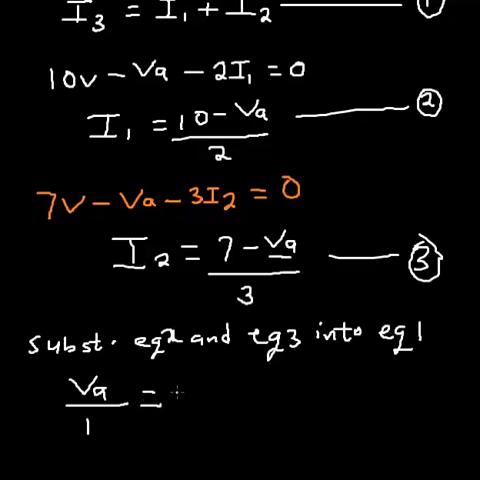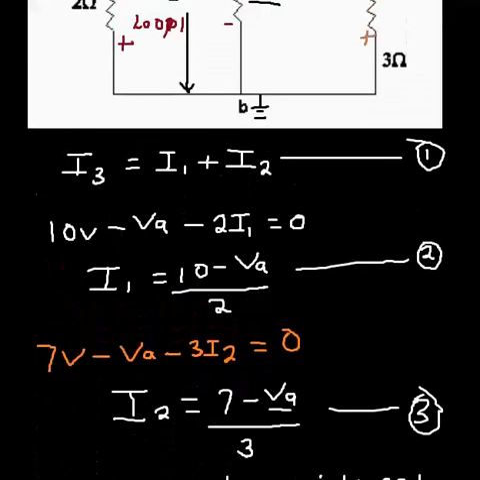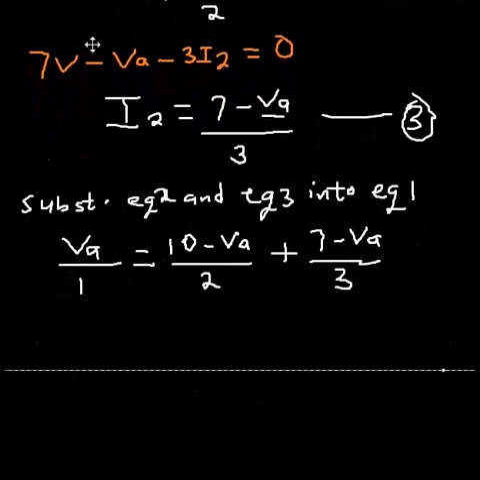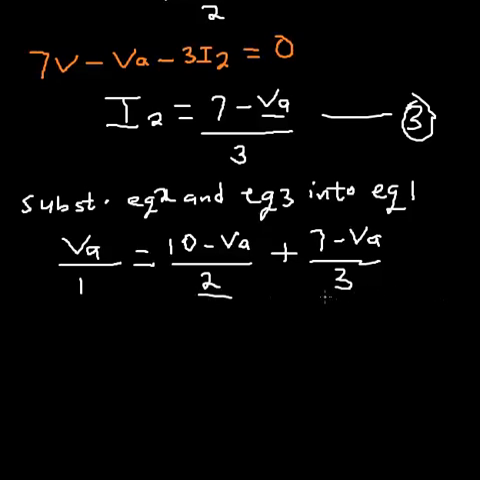What's my I1 already? That's 10 minus VA divided by 2. Then plus, I'll go again for my I2. And what's my I2? Here it goes. 7 minus VA divided by 3. Okay, so it is easy now for me to get my VA. Solving this equation, of course, I can just multiply through by the LCM of the denominators. The LCM of the denominators is 6.